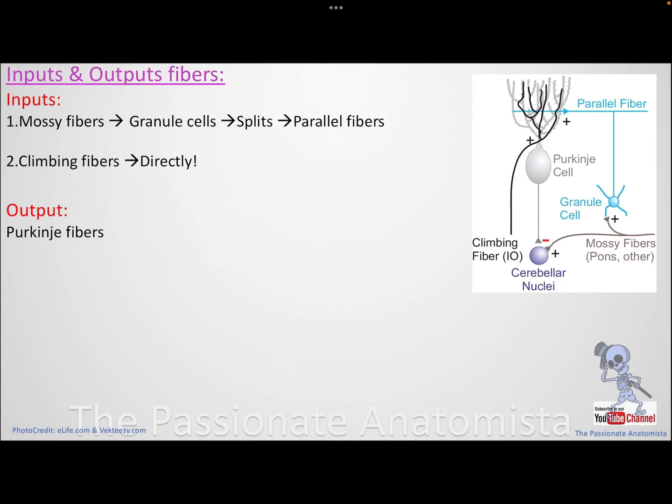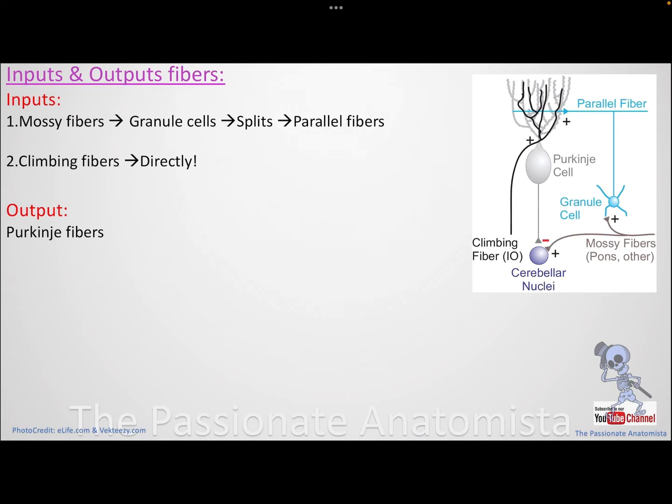Okay, now let's talk about the story of the inputs and outputs at a basic cellular level, not molecular. What happens, and why do those cells and fibers look like that? We have axons coming to the cerebellum and axons coming out of the cerebellum. Thinking about the nerve cells that form these axons, we have basically three types of nerve fibers. Two of them are inputs and one of them is the output.